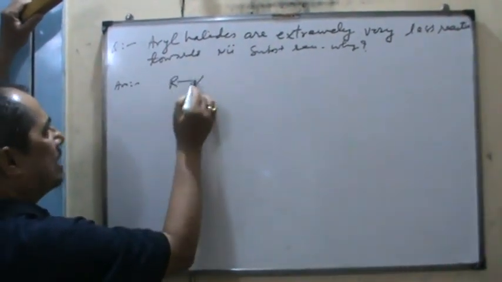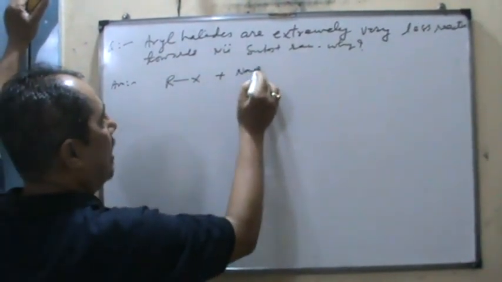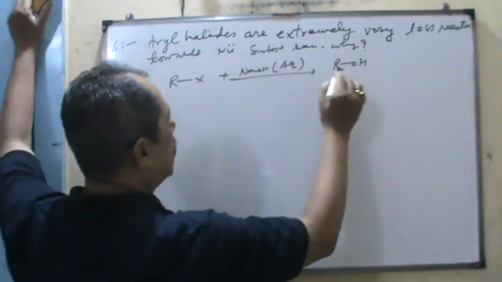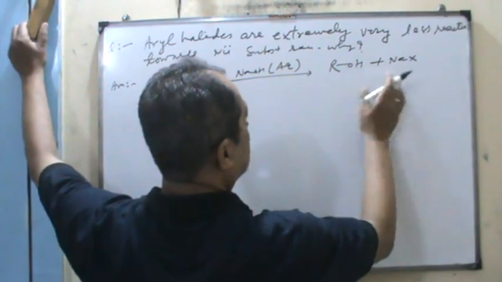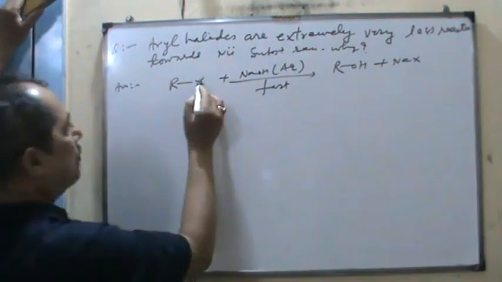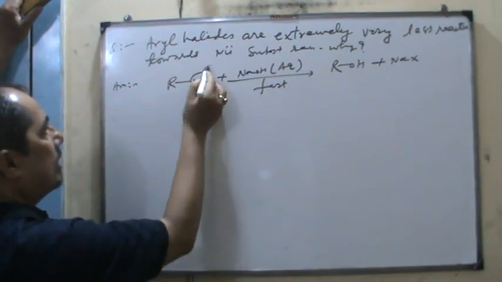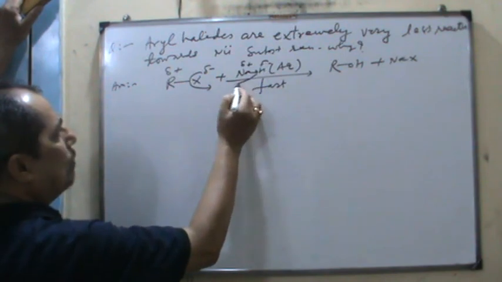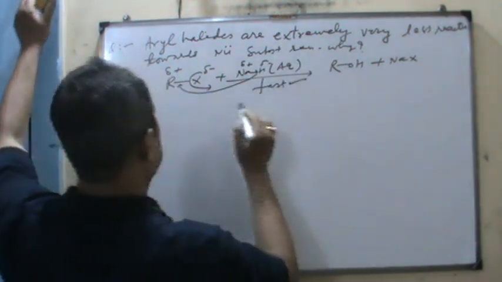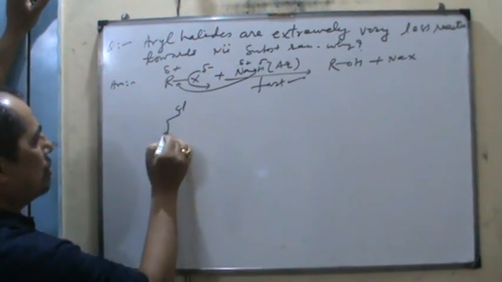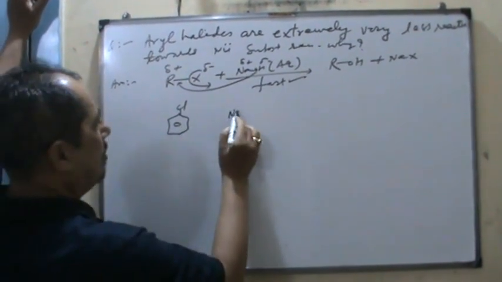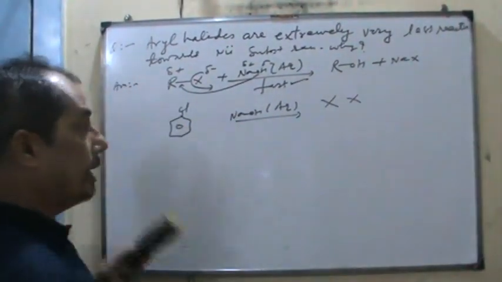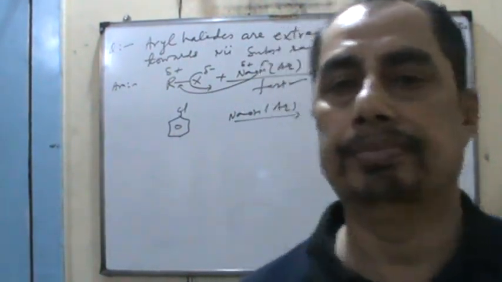The flow sheet is like RX plus NaOH aqueous. So see here, it's a very fast reaction, ROH plus NaX, very fast, because chlorine or bromine is highly electronegative, and this carbon is positive, so this nucleophile will easily attack this point and the reaction is very fast. But if I take chlorobenzene in the same condition, NaOH in aqueous state, then no reaction is possible. Why? That is my question.